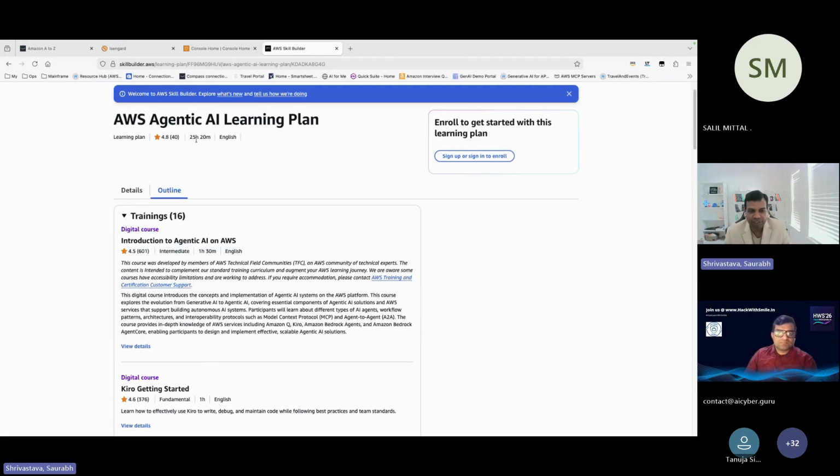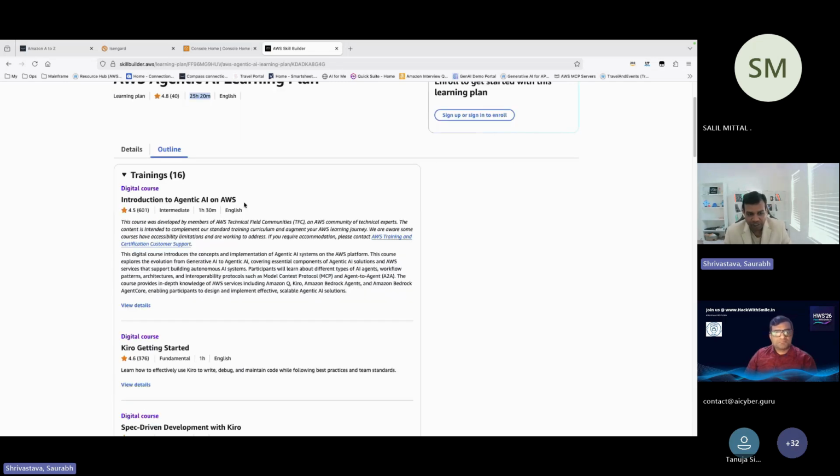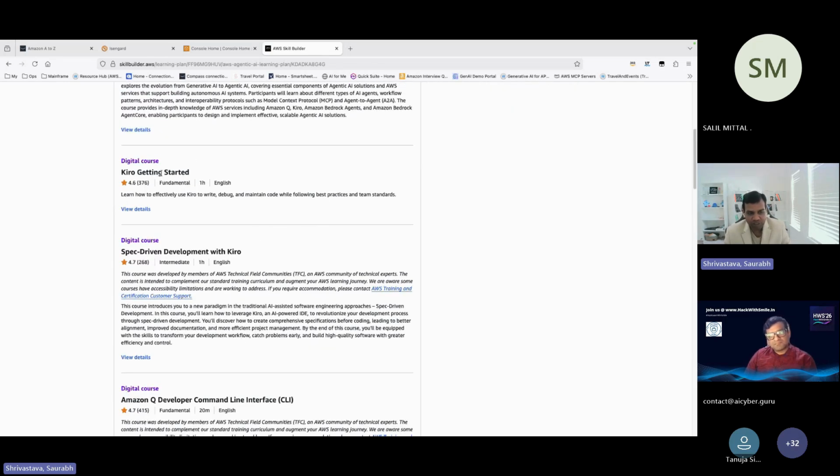And you have 25 hours of content, which covers 16 trainings from introduction to agentic AI to Kiro as your IDE, like Kiro, Cursor, Windsurf. You must know the IDE. In the past you used Eclipse and Microsoft Visual Studio or VS Code, all those IDEs. But when it comes to agentic AI, a different set of IDEs is there. That's why I took the names of Kiro, Cursor, or Windsurf, right? It will help you to create the agent, debug the agent, and all.